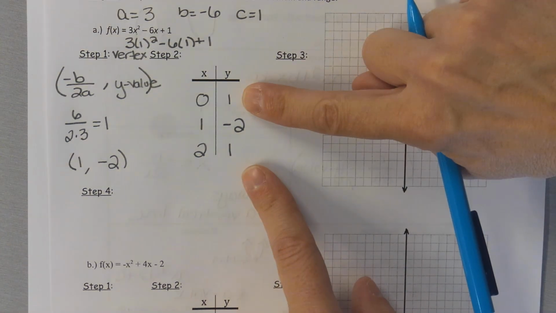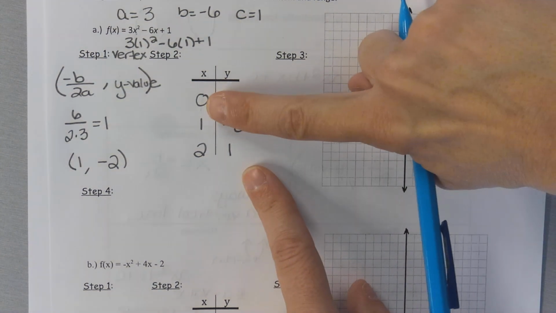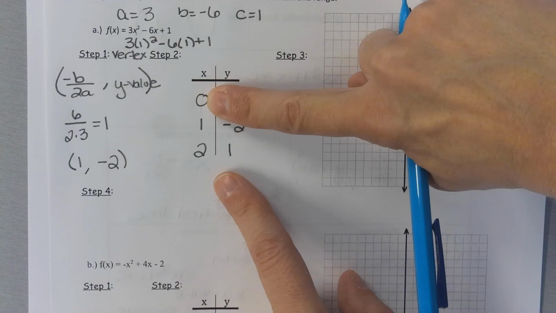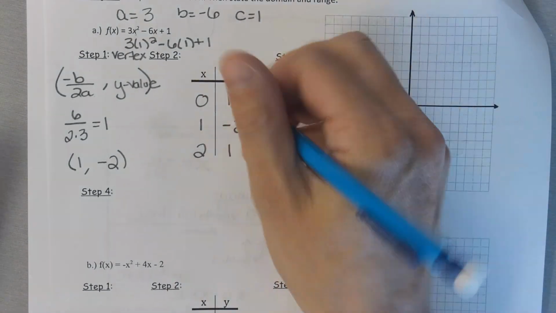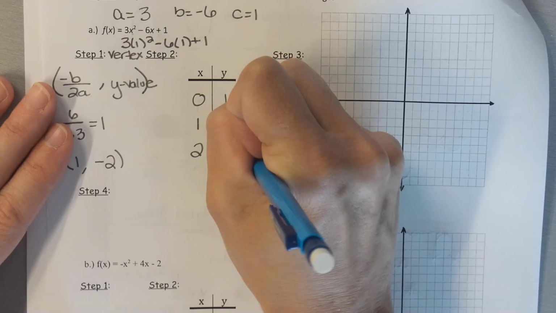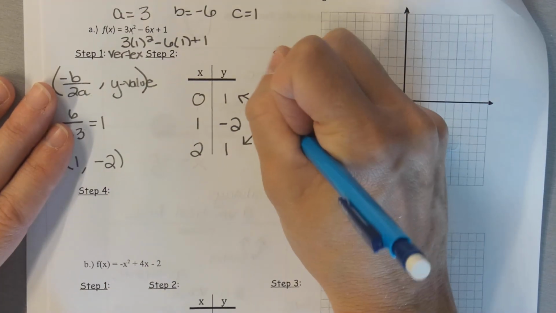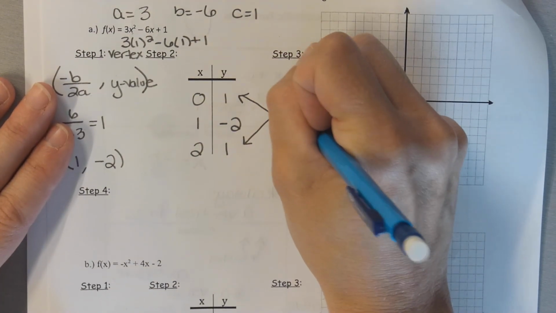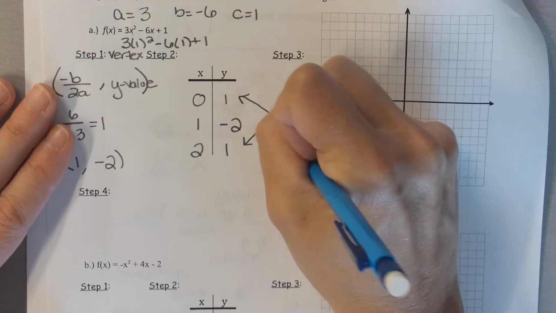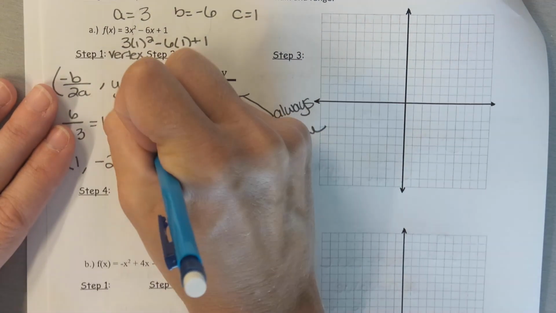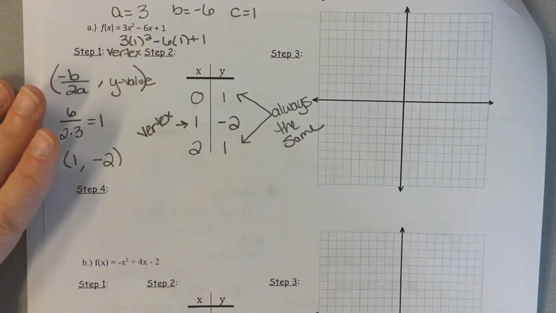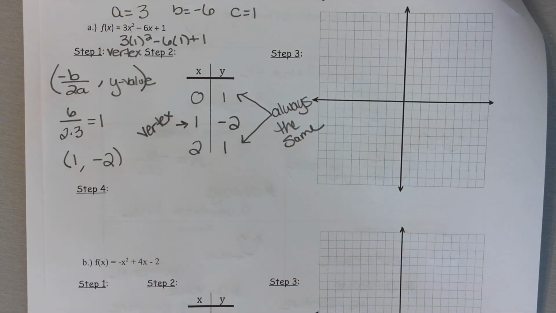These answers are going to match though. So you could plug in 0 or you could plug in 2. I plugged in 0 because I thought it was easier, but these answers will always be the same. So these two are always the same. And again, this point that was in the middle was my vertex. So the only reason those two will be the same is because my vertex was in the center of them.